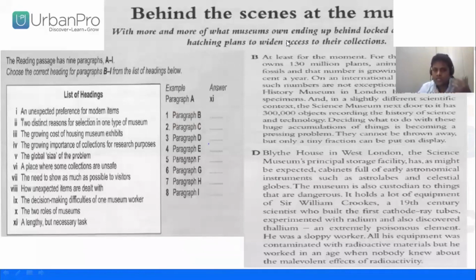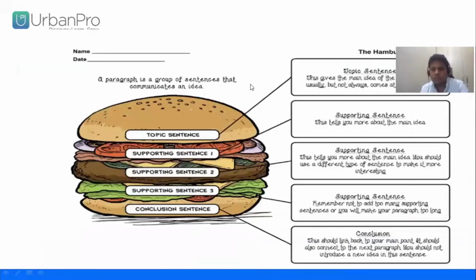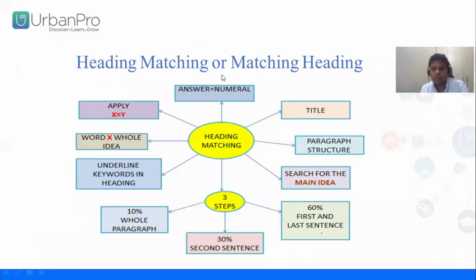So whatever techniques we have learned, let me give the summary here. The 3 important steps that you have to apply in the heading matching question. Number 1, 3 steps method. Number 2, x equals to y. Number 3, don't match with the word in a heading, but match with the whole idea, because the idea of the heading is very, very important here. Okay, so please focus on the idea of the paragraph, but not the individual words.